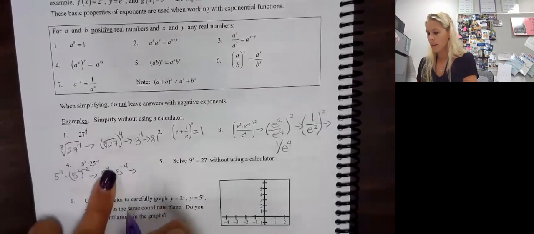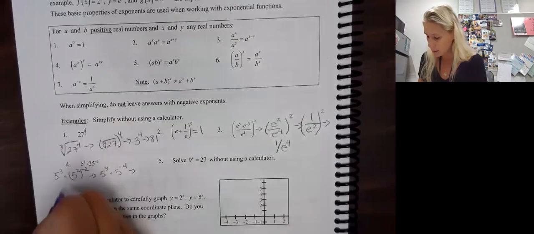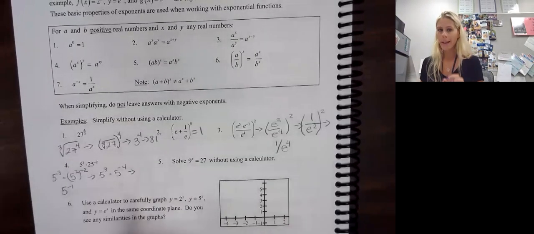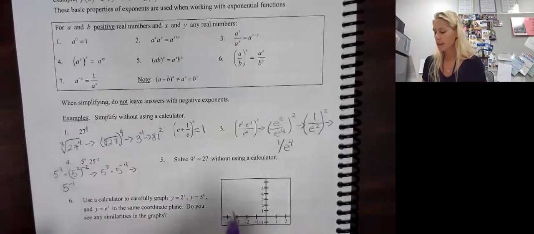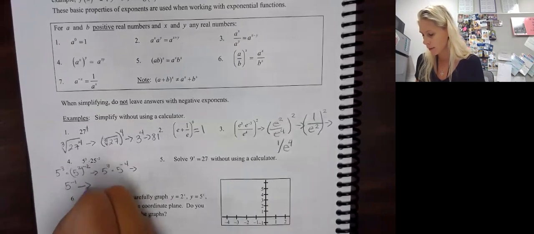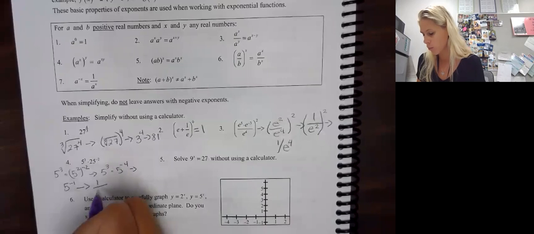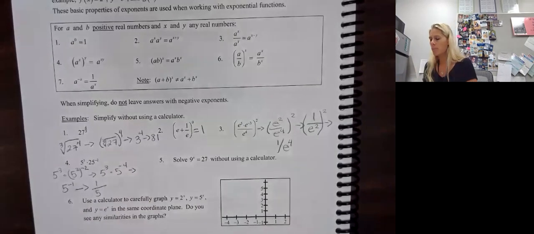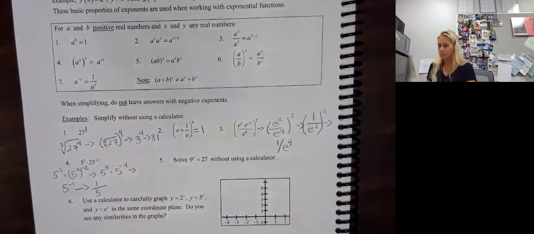Now I have multiplication, so I add the exponents. I have 5 to the negative 1. Don't forget, negative exponents are not simplified, so I have to bring that to the denominator, so I have 1 over 5. You can put 5 to the first if you want, but you do not have to.